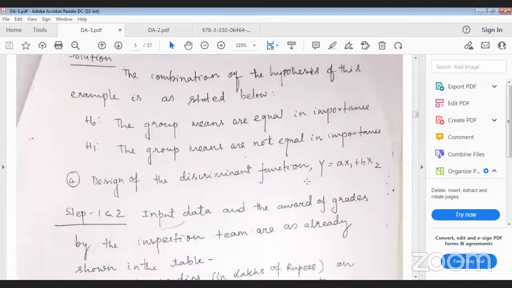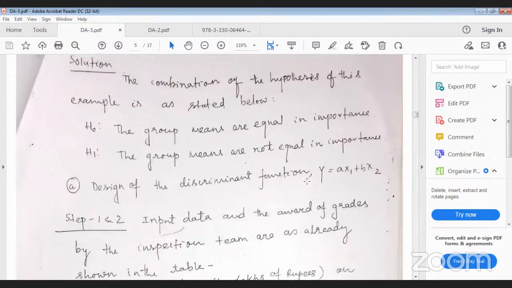So now comes the solution. First you have to write the null hypothesis: the group means are equal in importance. Your alternative hypothesis: the group means are not equal in importance. This is always the same for any problem related to discriminant analysis: you have to write that the two groups are equally important.